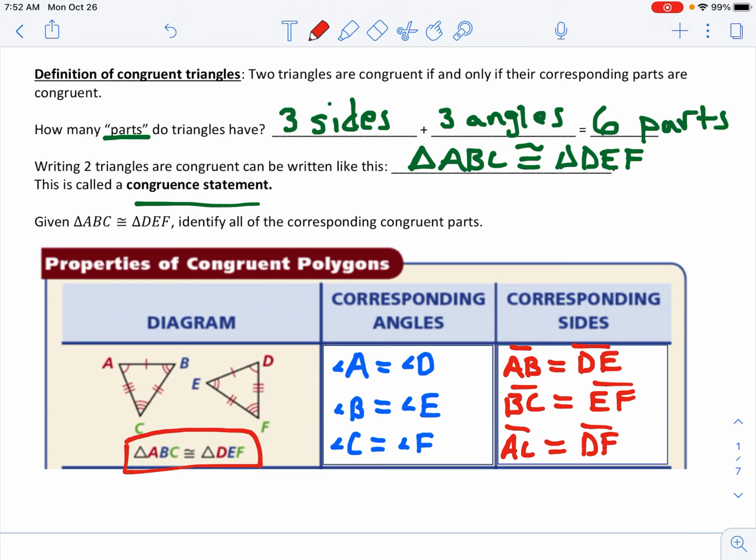Notice when they write their congruence statement right here, ABC goes with DEF. A had 1 mark, D had 1 mark. B had 2 marks, E had 2 marks. C had 3 marks, F had 3 marks. So we must keep it in order.